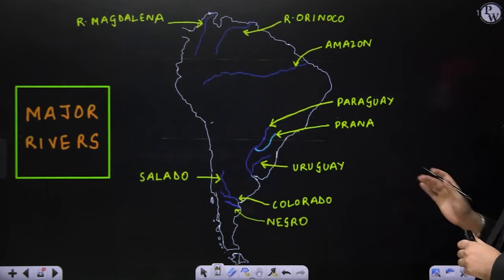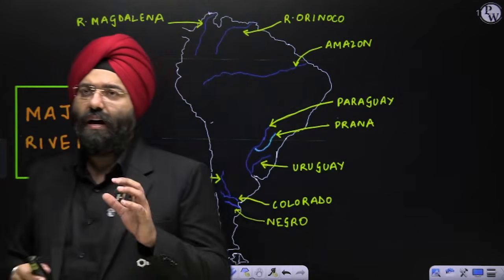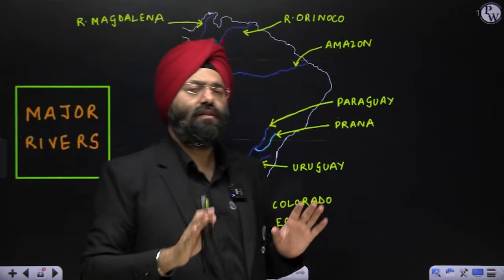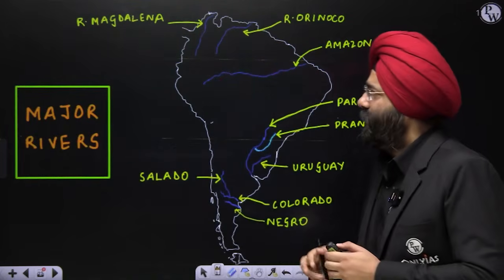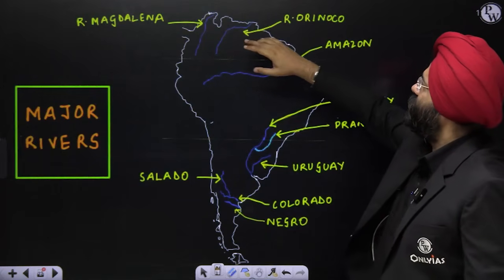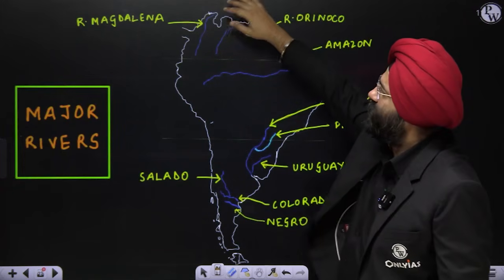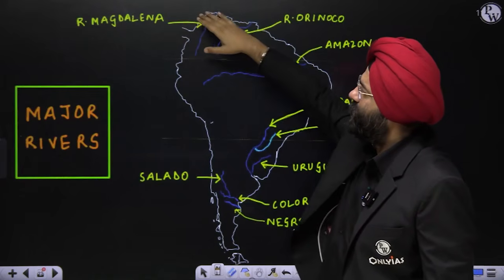Next comes the major rivers. Now see, there are a lot of rivers in South America. I have marked the important ones because these are the ones that you should be aware of, right? The most important being obviously the Amazon River. If you go to the north, you will see the river Orinoco. Again, you saw the Orinoco Basin associated with it. Then further in the north, you have the river Magdalena.